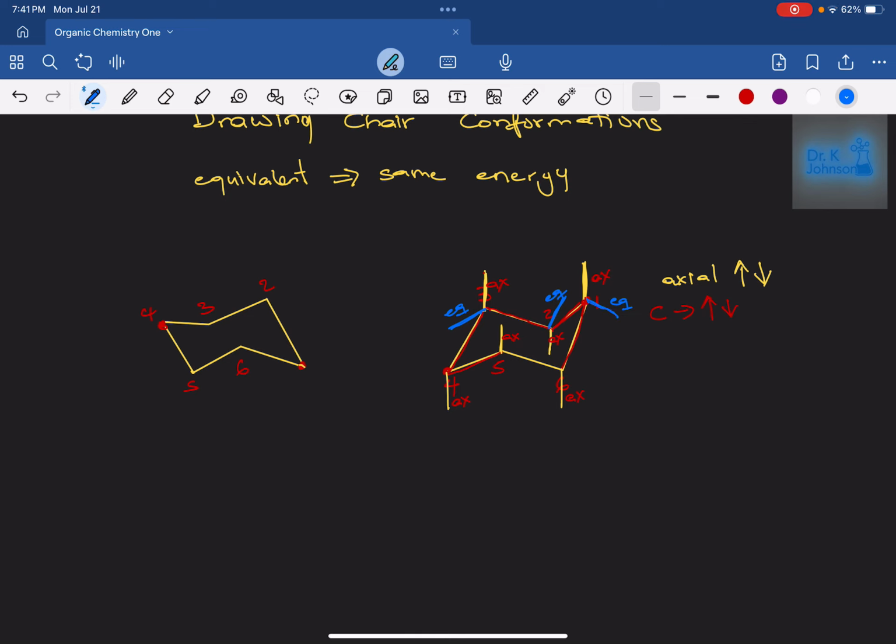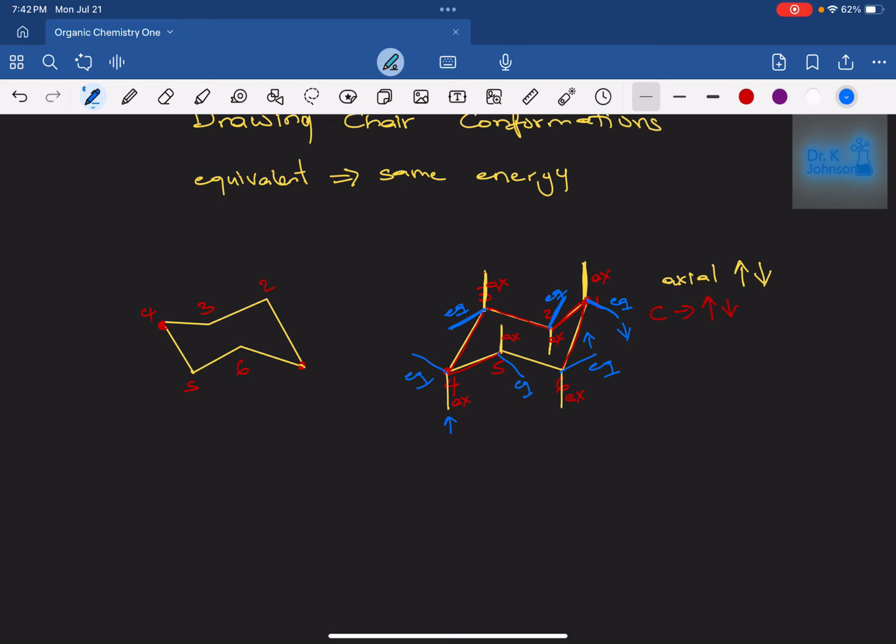This equatorial down. This equatorial up. This is equatorial up. This bond is already down. So this is equatorial up. This is equatorial down. This is equatorial up. Okay. So your equatorial bonds are in blue, right? This is equatorial down. Sorry. It's equatorial down. This one represents equatorial up.